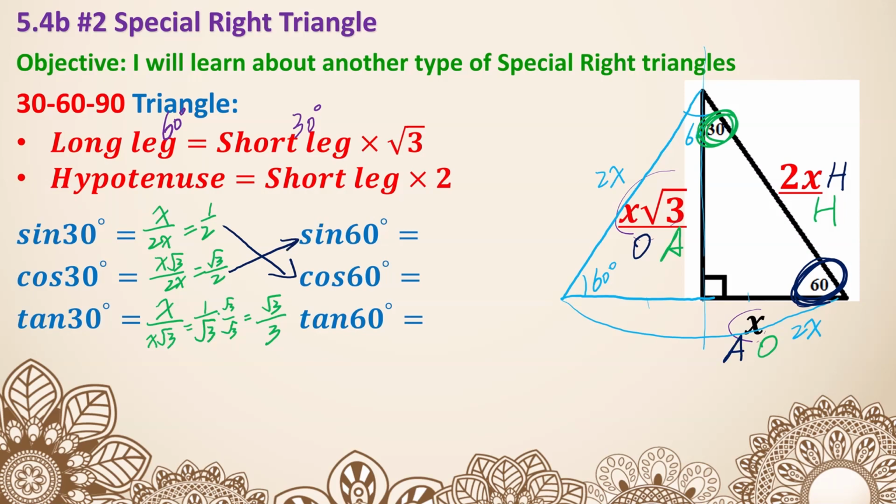Let's check. Sine 60 degrees is opposite over hypotenuse, so it's x times square root of 3 over 2x, which is square root of 3 over 2. They are the same. There you go. And then cosine 60 is going to be x over 2x, which is also 1/2. As for tangent 60, it's going to be x times square root of 3 over x. So it's actually just going to be square root of 3, which is like the numbers flipped. So there you go. That's all the trig ratios related to the 30, 60, 90 triangle.